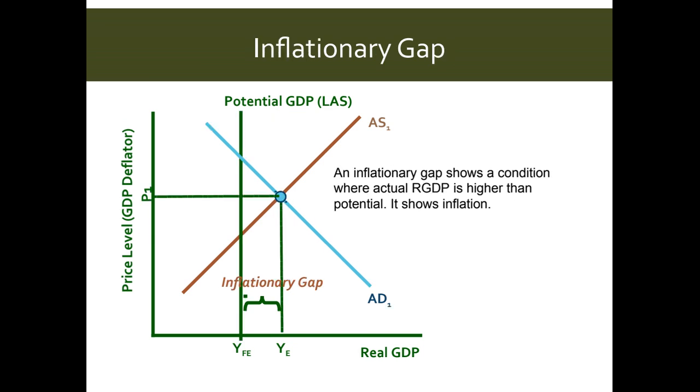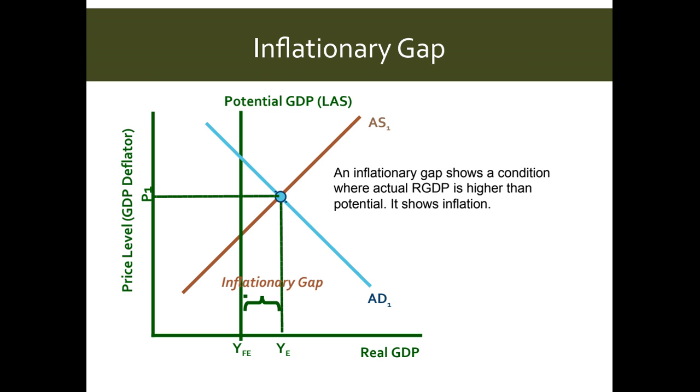The other option is inflationary gap. So notice in this diagram, the only difference is that this country is producing at YE, which is higher than YFE. So we have technically overemployment in the country. So basically, we are hiring workers who are frictionally and structurally unemployed. So it's very difficult for employers to find workers because the economy is operating at overemployment.